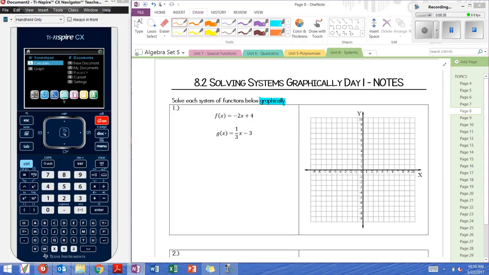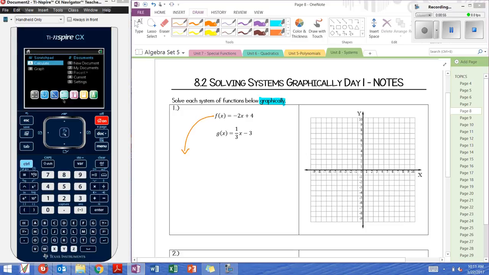So if we look at example number 1, we're starting off pretty basic, and you should definitely be using your straight edge. Unfortunately, with this program, I cannot use a straight edge, but you definitely will be when you do these notes. So with example number 1, we have two functions, f of x and g of x, and as you can see, they are both linear functions.